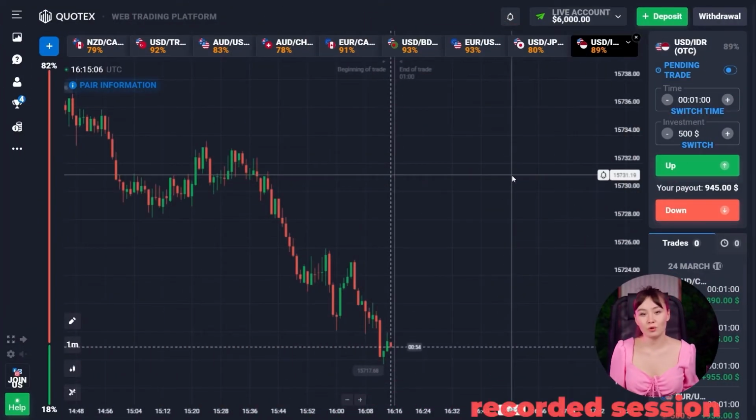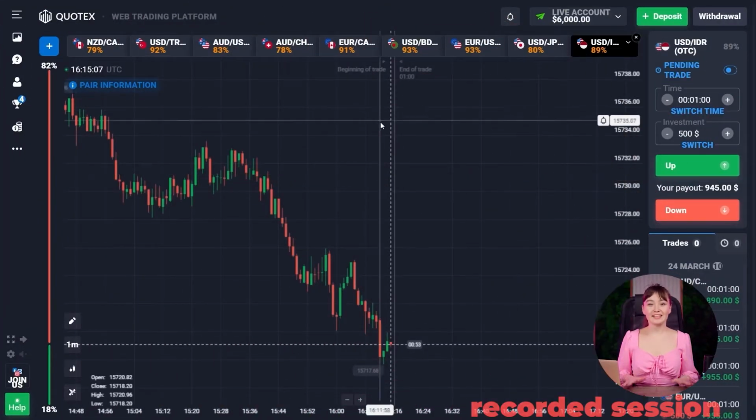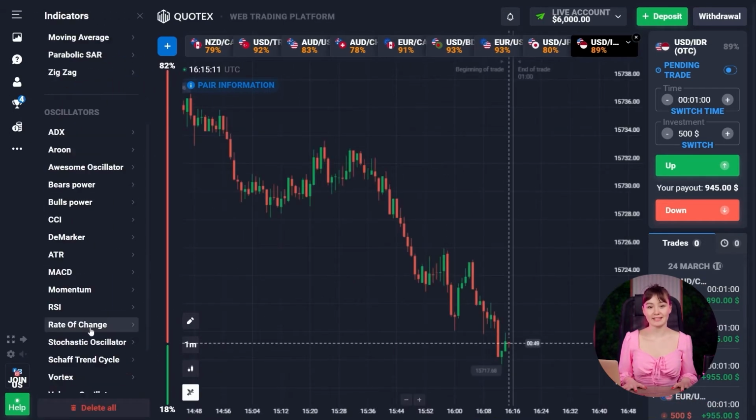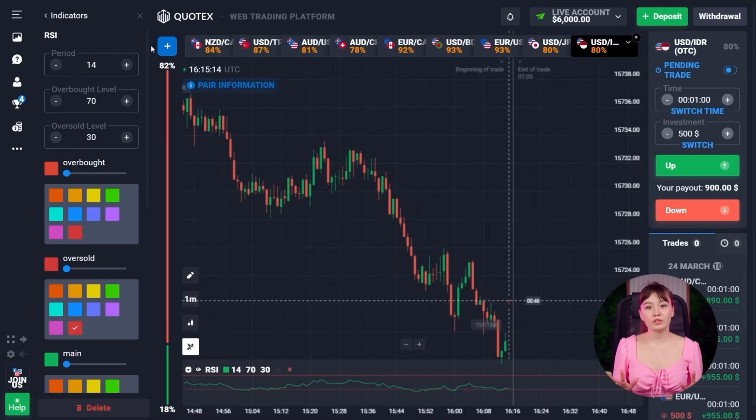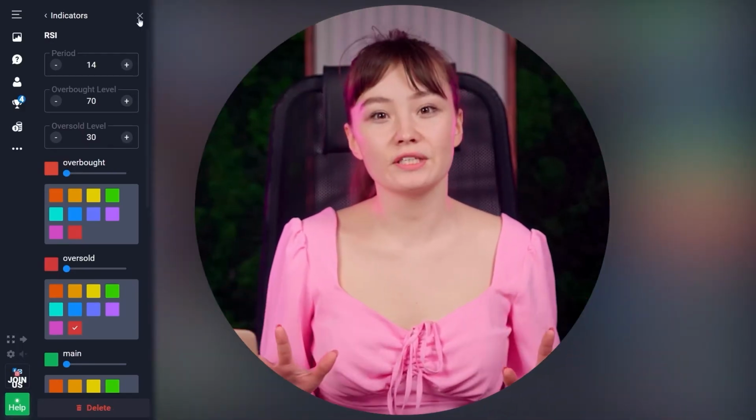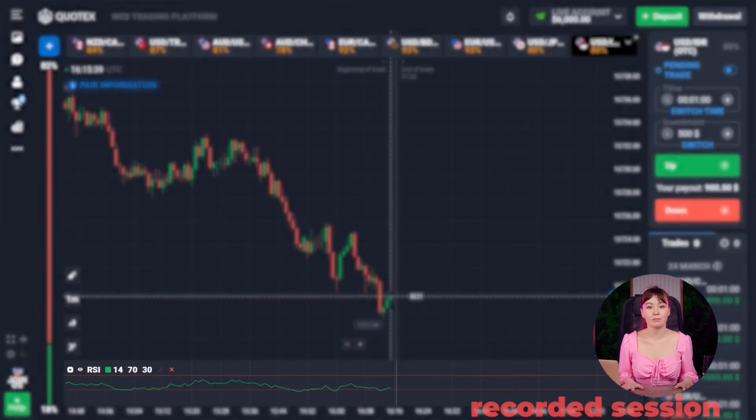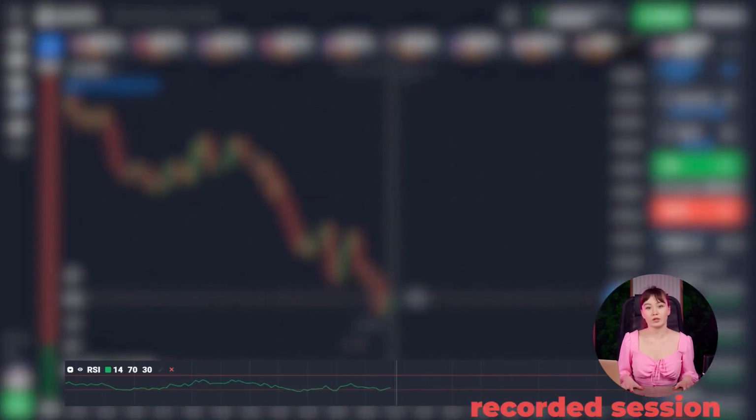Ready? Let's begin. First, open the Quotex broker platform. Next, click the button in the bottom left corner and select the RSI indicator from the list. You don't need to change the settings. The default settings will work just fine for us. A window will appear at the bottom with two levels and a current line.